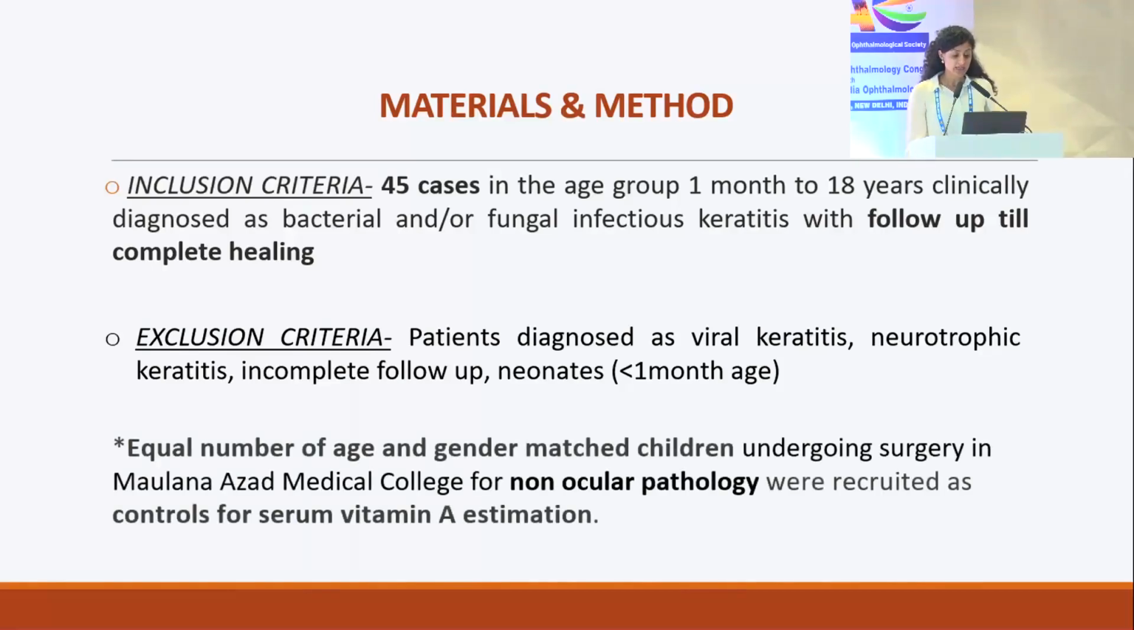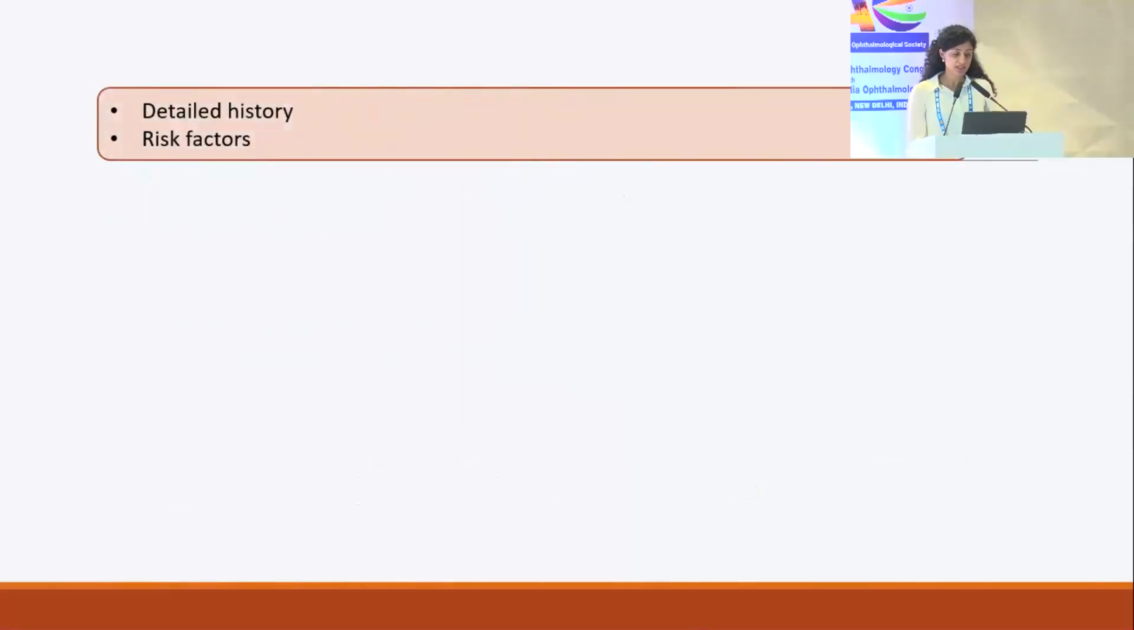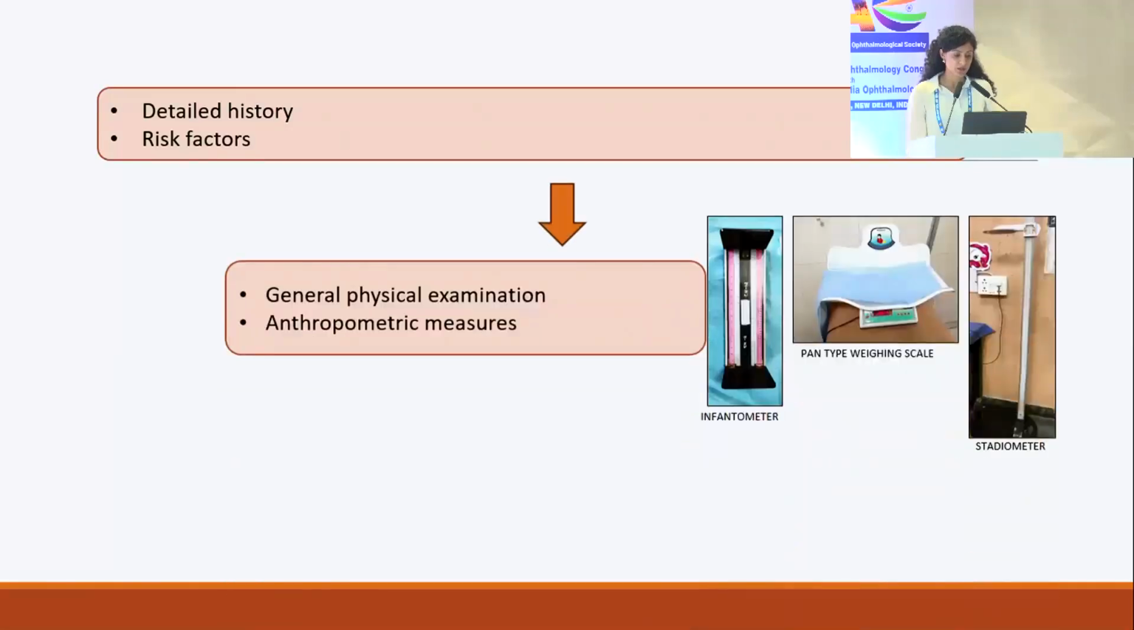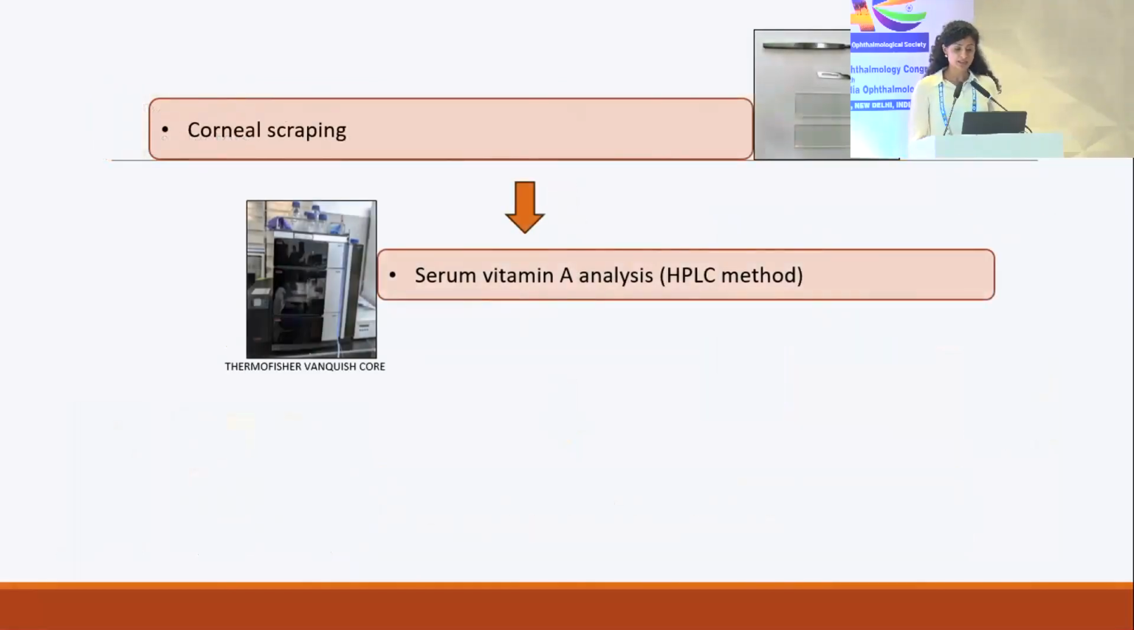An equal number of age and gender matched children undergoing surgery in our setup for non-ocular pathology were recruited as controls for serum vitamin A analysis. Detailed history was taken from the parents or the guardians with specific noting of the risk factors, following which general physical examination was done on the first visit and anthropometric measures were noted, and complete ophthalmological assessment including vision, slit lamp examination and fundus examination wherever possible. Following this, corneal scraping was done and serum vitamin A analysis was done by HPLC method.